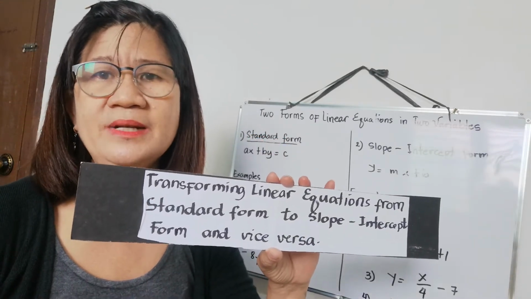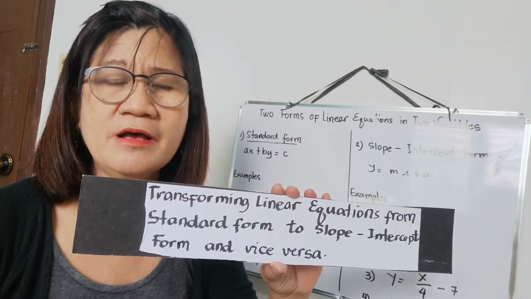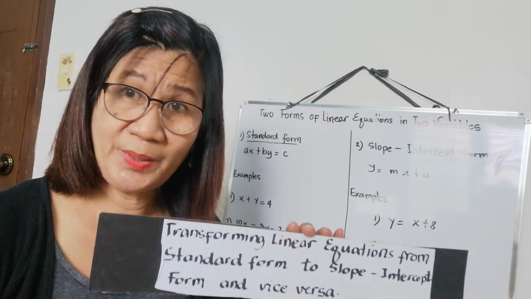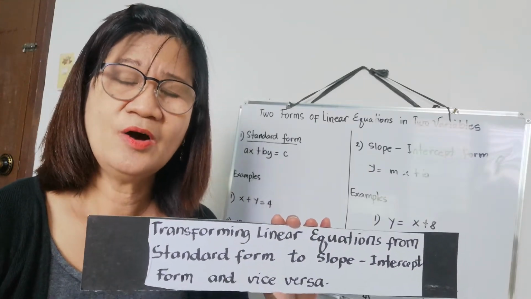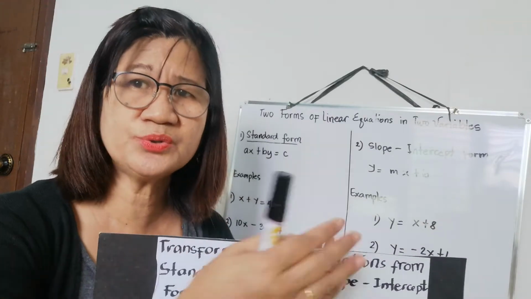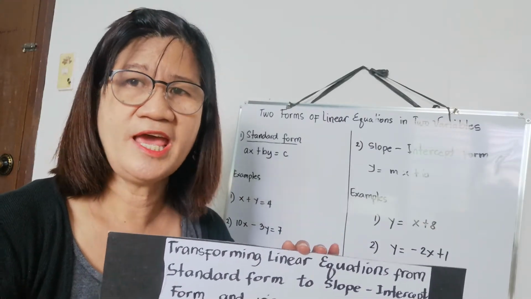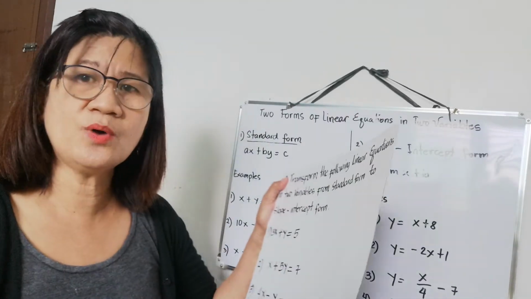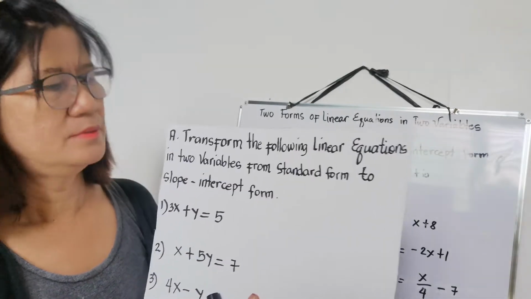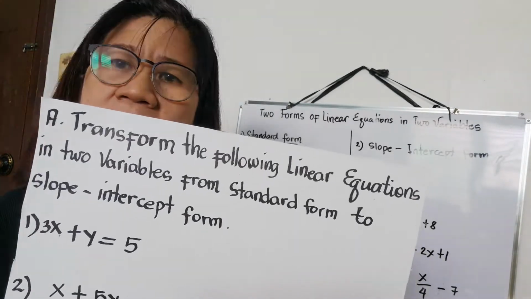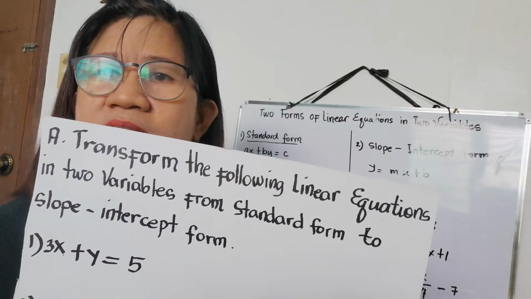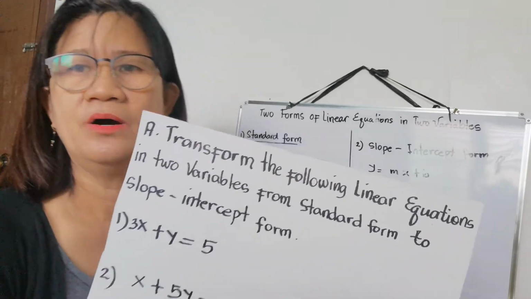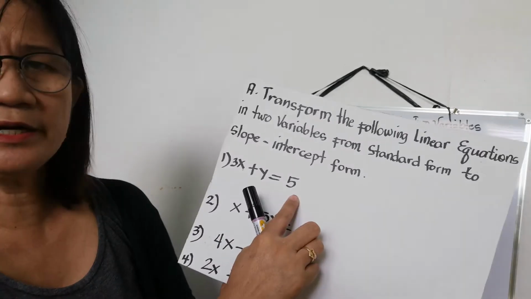Let's transform linear equations in two variables from the standard form to slope intercept and vice versa. Okay? So, siguro naman naintindihan nyo kung ano ibig sabihin ng vice versa. Pag nakikita nyo sa jeep yan, nakalagay El Nido to Taytay and vice versa. Ibig sabihin, El Nido to Taytay, then Taytay to El Nido. Okay, so, let's take the first one. Nakalagay dyan, transform the following linear equations in two variables from standard form to slope intercept. Okay? So, from standard to slope.